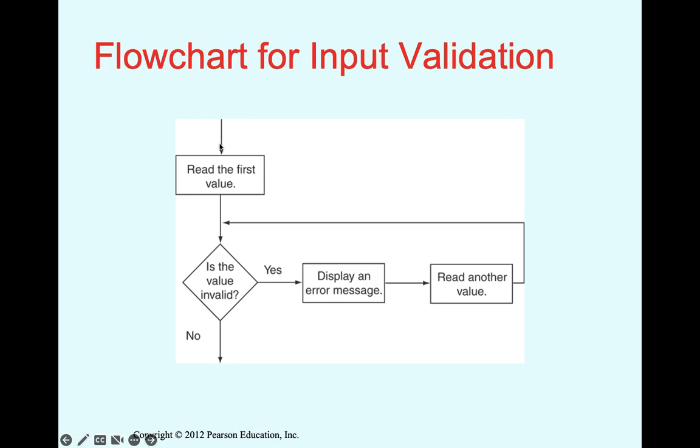So here is the flow chart. We ask for the value. We check the condition, if it's invalid. If yes, we display an error message and we ask for another input and continue. If the input is not invalid, if it's a correct input, we just continue.